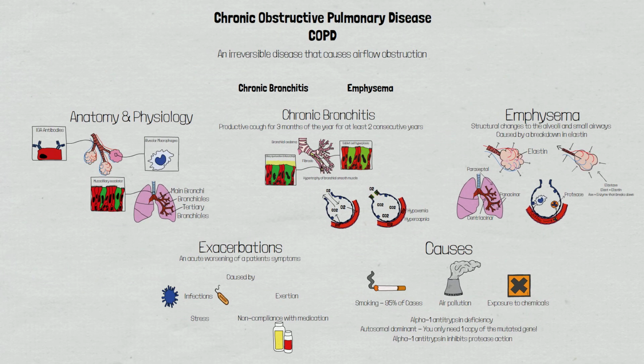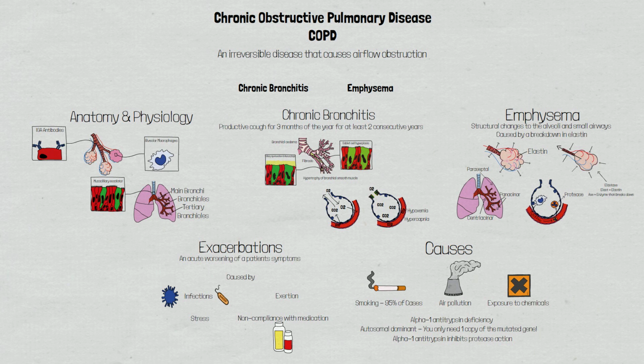To recap, chronic obstructive pulmonary disease is a progressive disease that limits airflow through the lungs and is irreversible. It is primarily a problem with expiration and not inhalation. COPD is primarily caused by smoking, but can also be caused by exposure to pollutants, as well as the genetic condition alpha-1 antitrypsin deficiency.